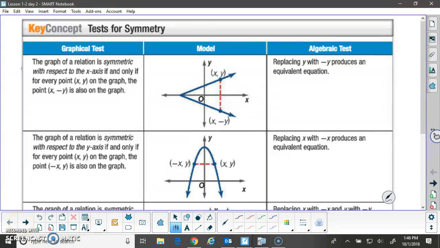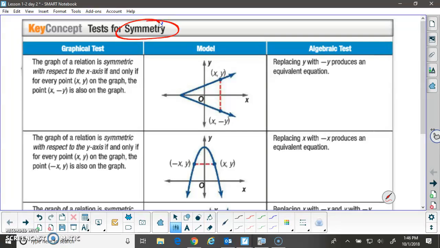Part 2 of Lesson 2 in Chapter 1. We started talking about analyzing graphs of functions in the first part of Lesson 2. And now we're going to talk about symmetry. So we have three different types of symmetry that we're going to discuss on graphs.